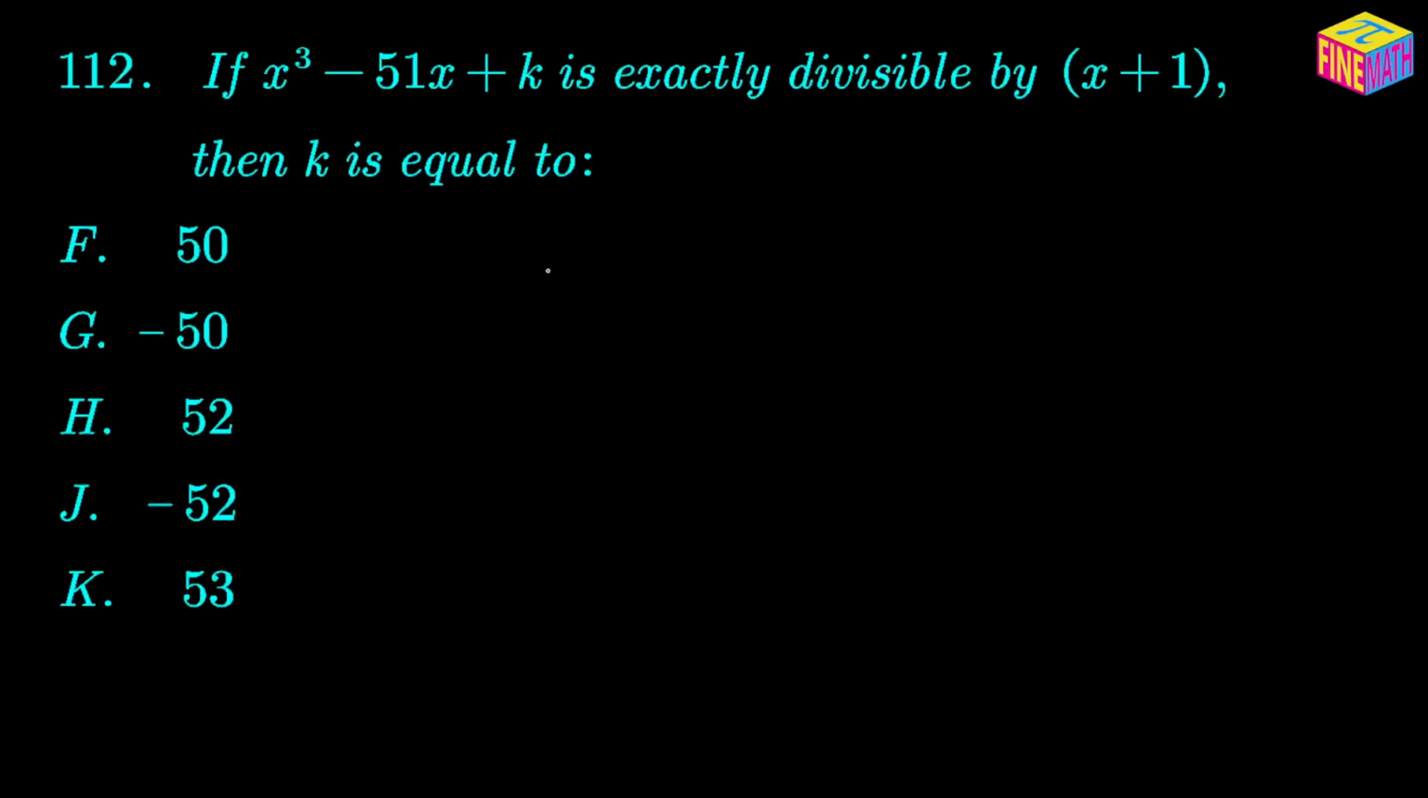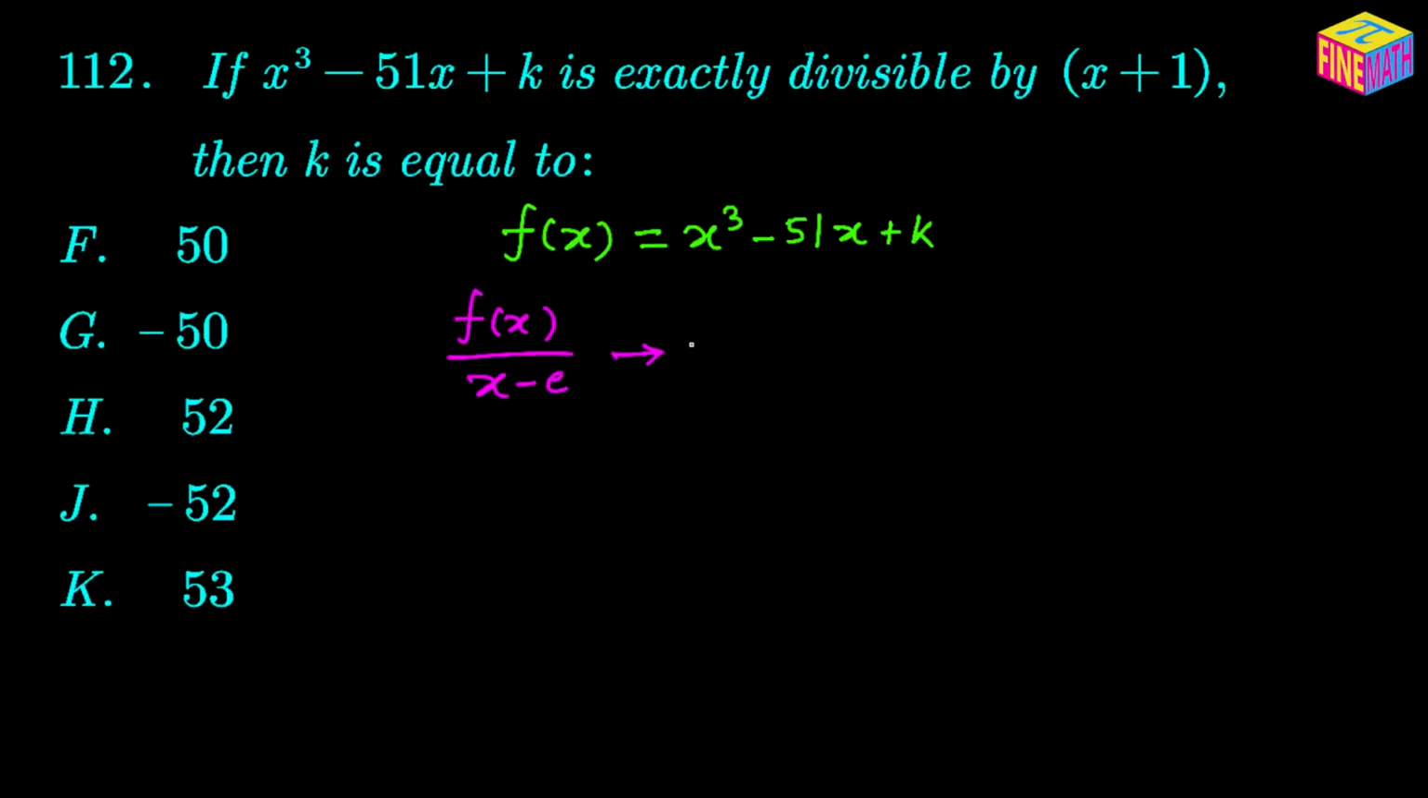So now if we assume that the function is f of x, and that is equal to x cubed minus 51 times x plus k. Now from the remainder theorem we know that if f of x is divided by x minus c, then the remainder that we get is actually f of c.